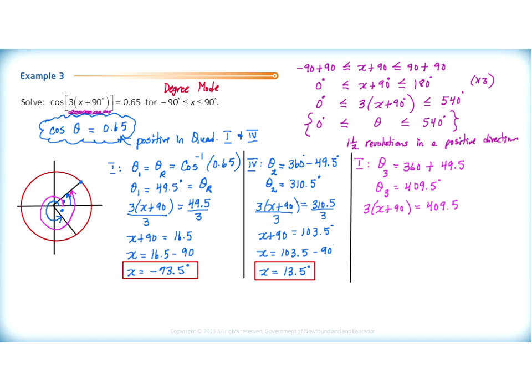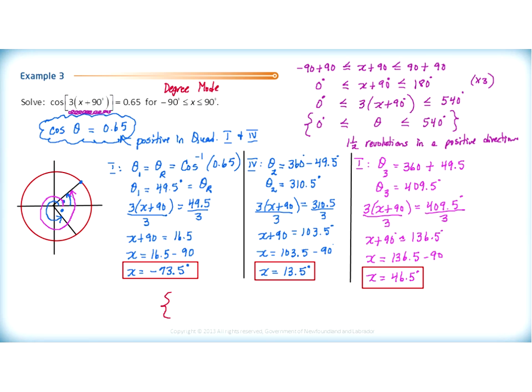Replacing theta with 3 times x plus 90 equals 409.5. We divide both sides by 3, and x plus 90 is approximately equal to 136.5 degrees. So x will equal 136.5 minus 90. X is equal to 46.5 degrees. And these are the 3 solutions that satisfy this trigonometric equation.